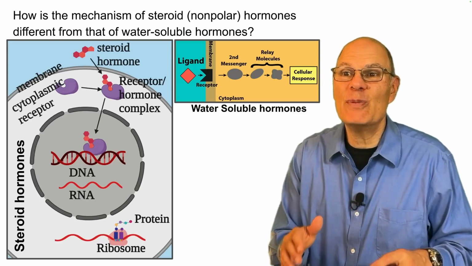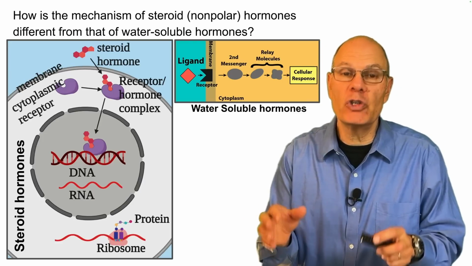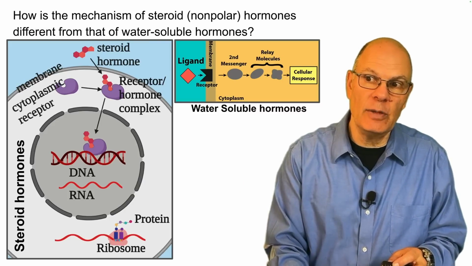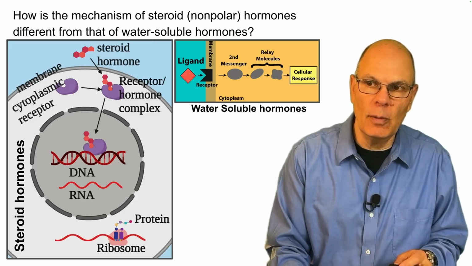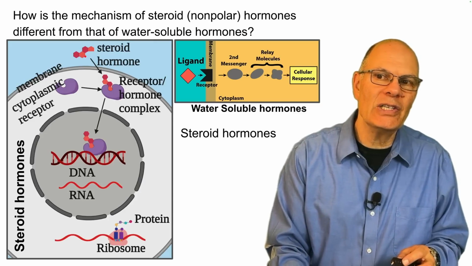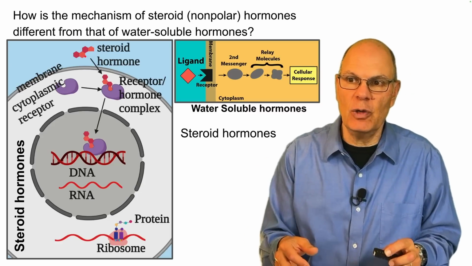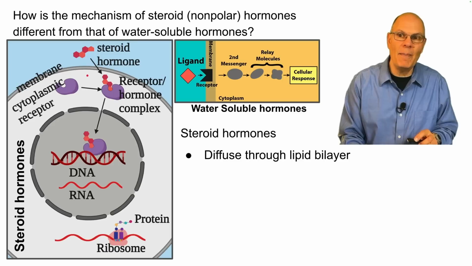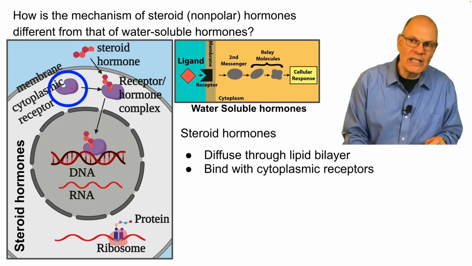How is the mechanism of steroid, nonpolar hormones different from that of water-soluble hormones? The hormones we've talked about so far, the cell communication mechanisms we've talked about, have all involved water-soluble hormones. But what if the hormone is nonpolar, a steroid hormone like estrogen or testosterone? In that case, these hormones, which are nonpolar, can diffuse through the phospholipid bilayer. And once they're there, they can bind with a cytoplasmic receptor.